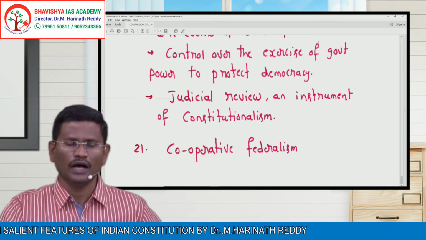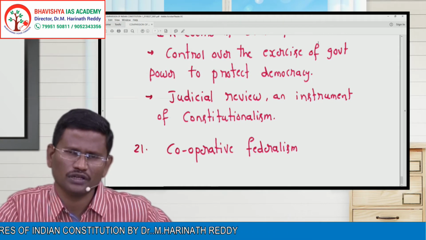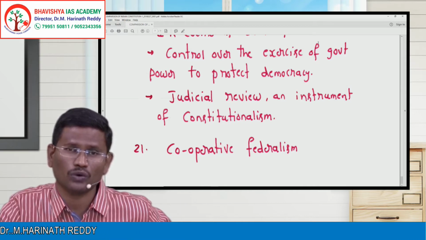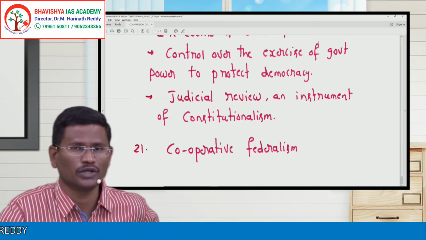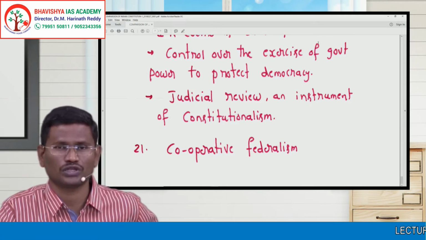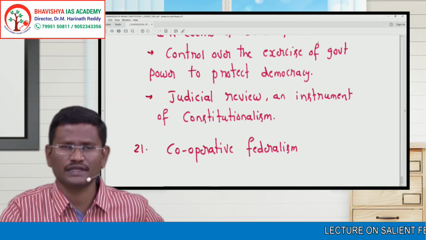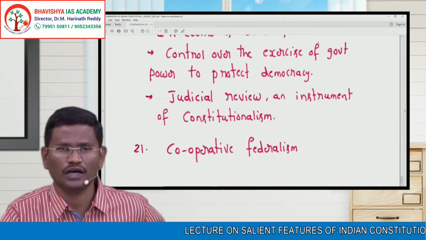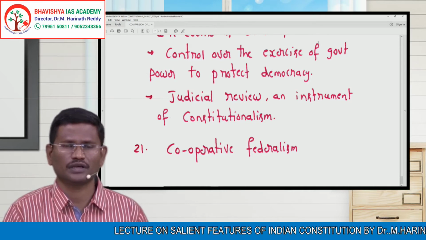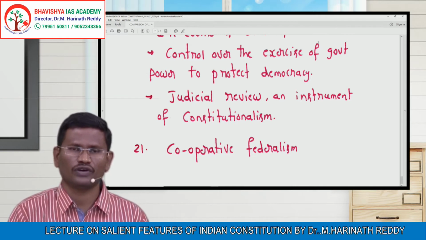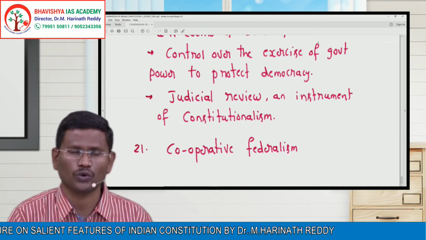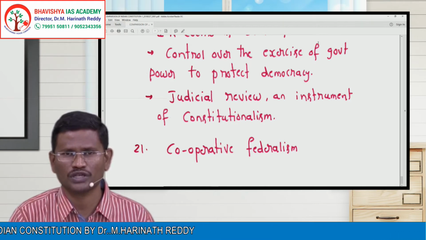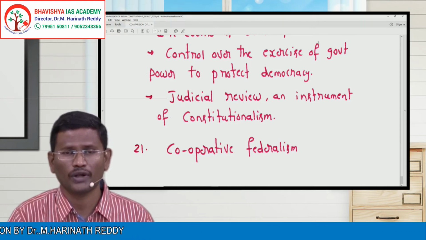Then, unlike the American Constitution, the Indian Constitution provides for cooperative federalism. This is absent in the American Constitution. There, the sovereignty is divided between the American Federation and the states, and there were no mechanisms in place for the federal government and the state governments to cooperate with each other. Unlike the American Constitution, the Indian Constitution has provided for cooperative federalism.